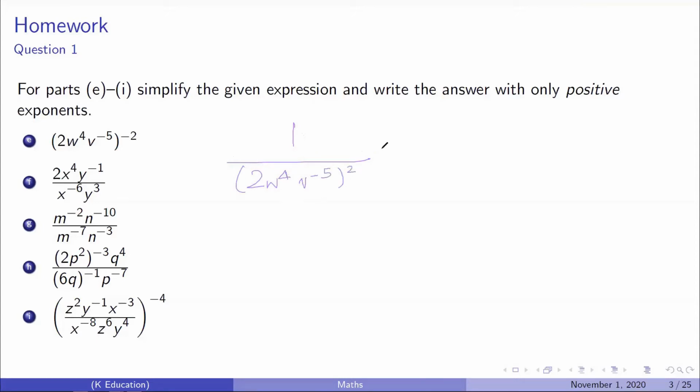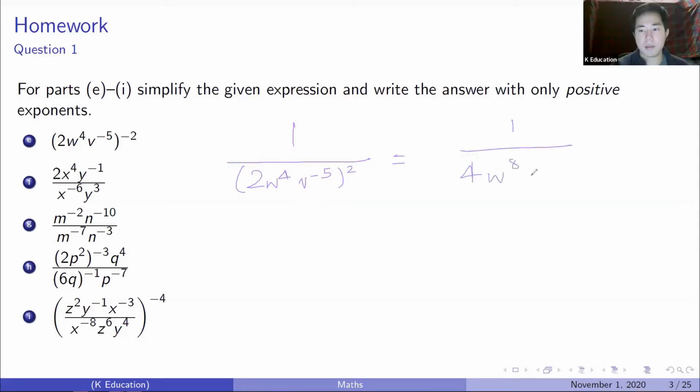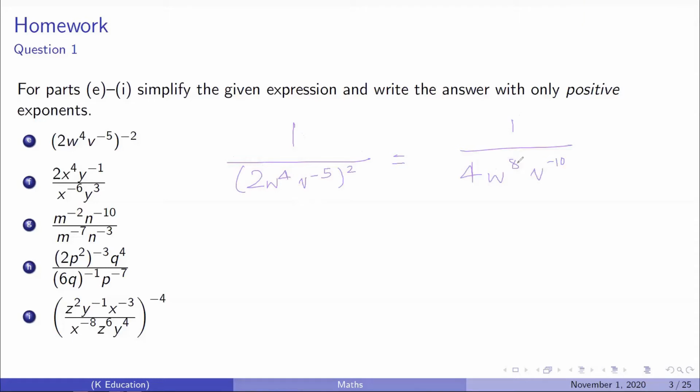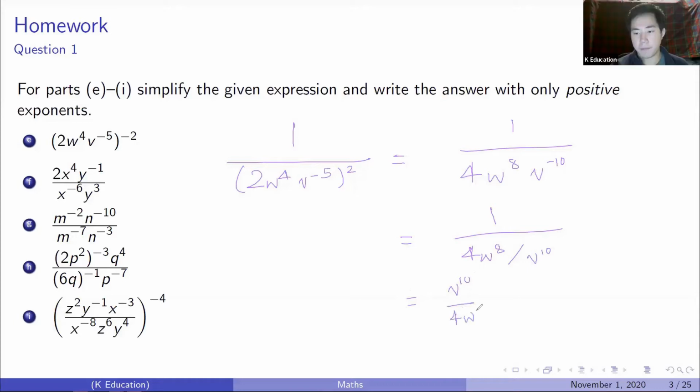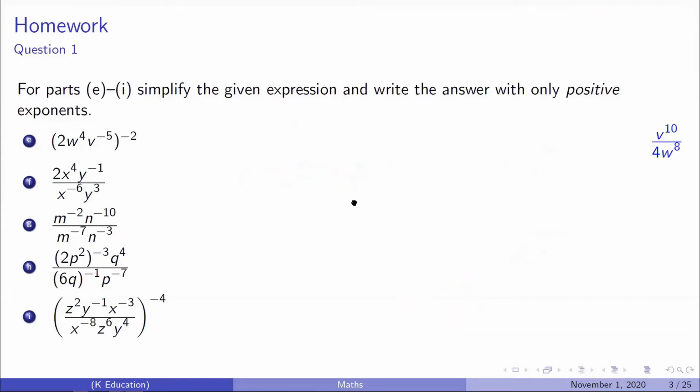So then that equals 1 over, if you expand the bracket, 4w to the power of 8, and then v to the power of minus 10. Yes. And then I got 1 over 4w to the power of 8 over v to the power of 10. Yep. And then that equals v to the power of 10 over 4w to the power of 8. Yeah. Okay. Right. Yep. Exactly. That's great. Thank you.